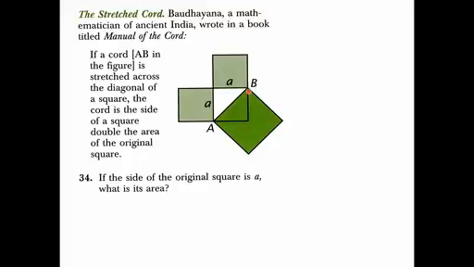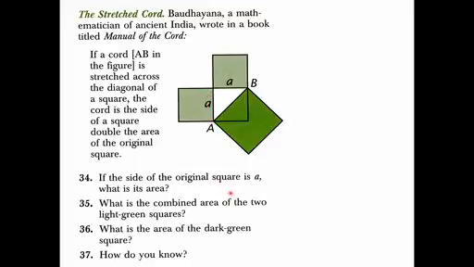Does that look logical to you? So he goes on, if the side of the original square is A, like he has marked here, what is the area of that original square? Now think about your equation for area of a square. What is the combined area of the two light green squares? Combined areas. So the side is A and this side is A. Find the area of that one and the area of that one, combine them. What is the area of the dark green square? And how do you know that?